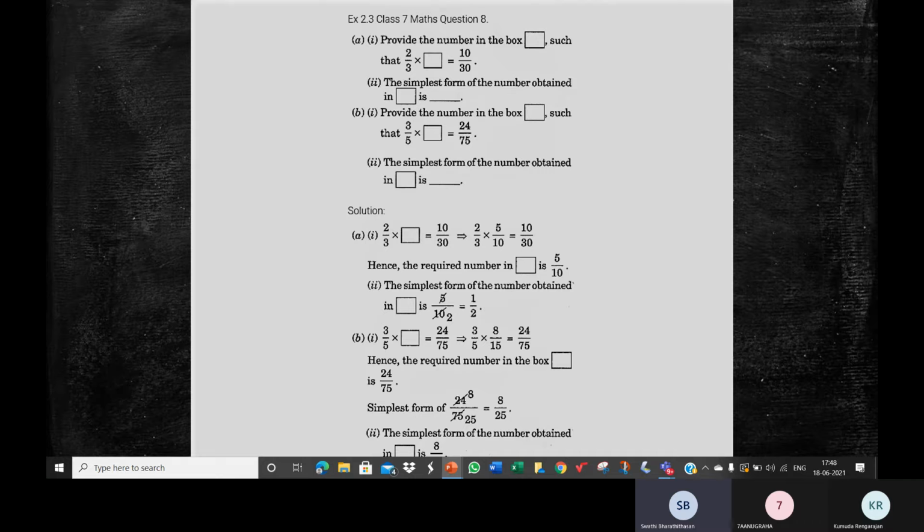Ma'am, it can be multiplied by. Ma'am, I hope. Ma'am, shall I work it out? No problem. Your confusion is very, very natural. You should get stuck there. Only then it means you've understood clearly. You must get stuck there.